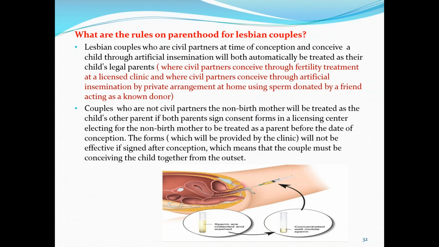So, if they are in a civil partnership, both of them will automatically be the legal parents of the child. But if they are not civil partners, for the non-birthing mother to be elected and treated as a parent, both of them need to sign consent in a licensed fertility clinic, electing the non-birthing mother to be treated as a parent. And this form needs to be signed before the start of conception. And remember also, if the civil partners conceived by private arrangement at home using a sperm donor, the friend or the donor also has the right to be treated as a parent. But if this insemination is done in a licensed fertility clinic, he will not be treated as a parent.